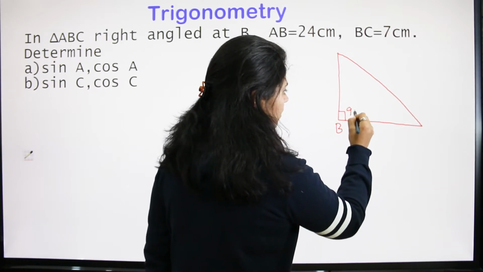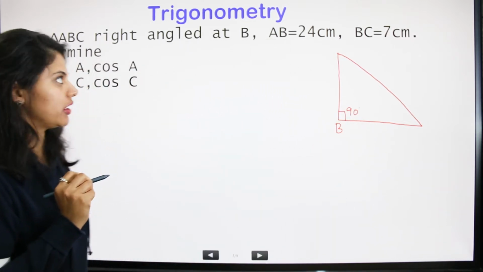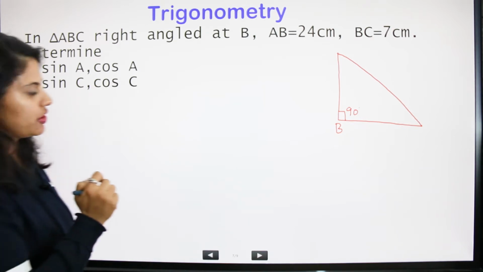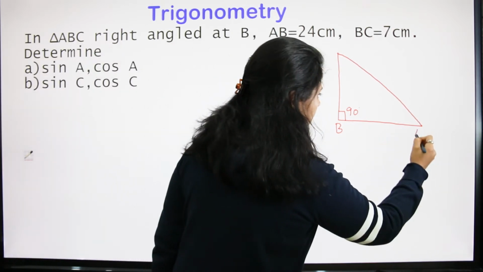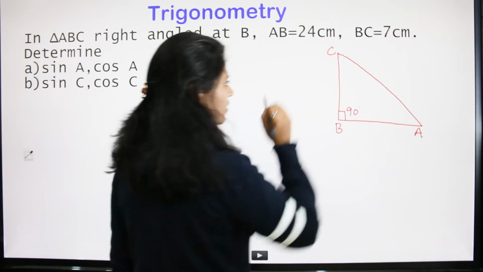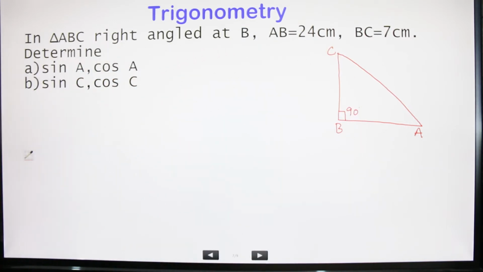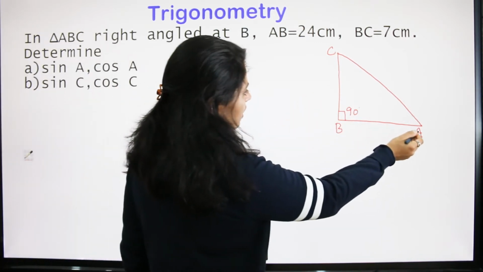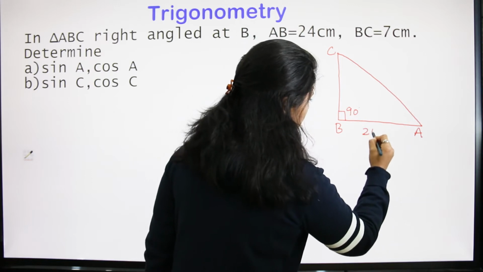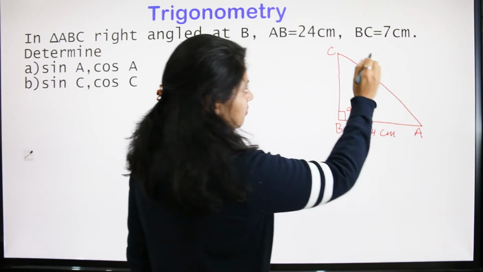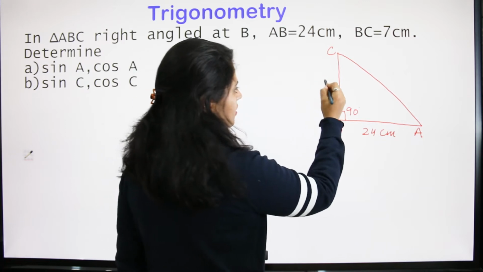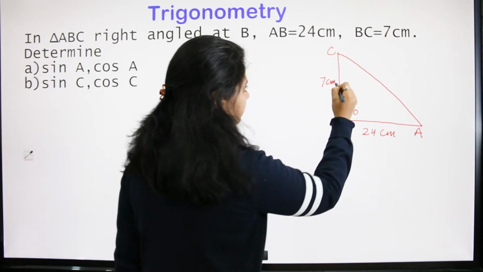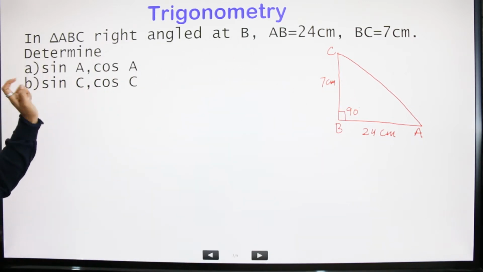So this angle will be equal to 90 degrees. ABC is the triangle, so we will take A here, B here and C here. So this is our right angle triangle. And after that, AB is 24 centimeter. They have given AB as 24 centimeter, BC is 7 centimeter. Determine sin A, cos A, sin C and cos C.